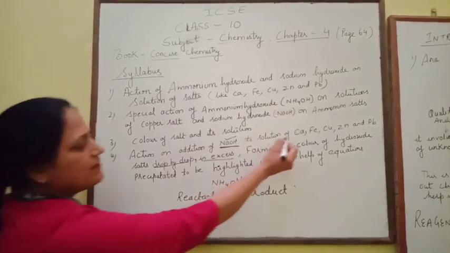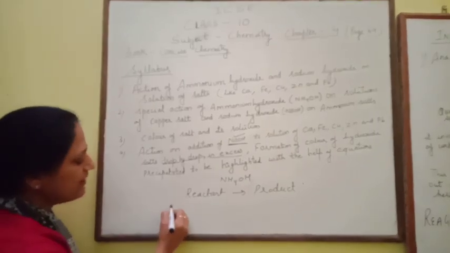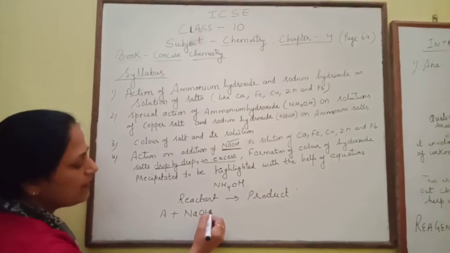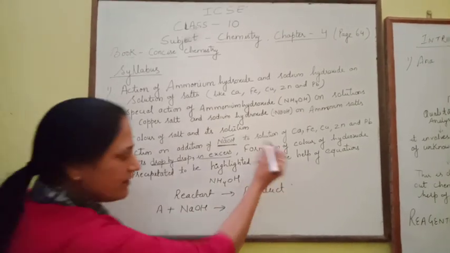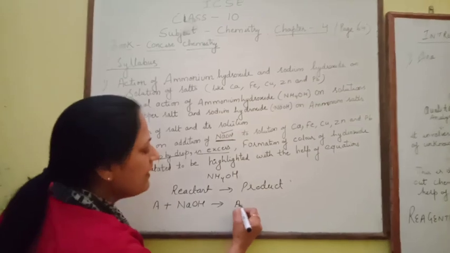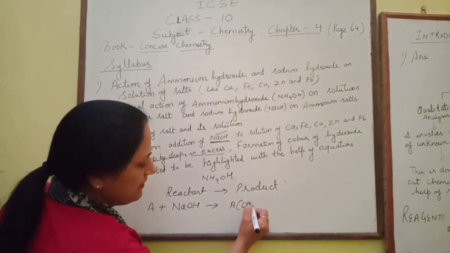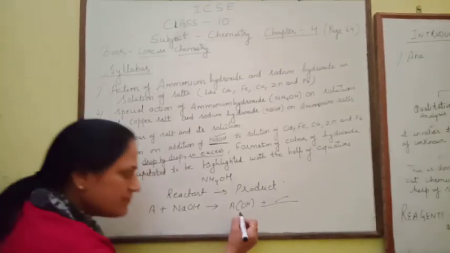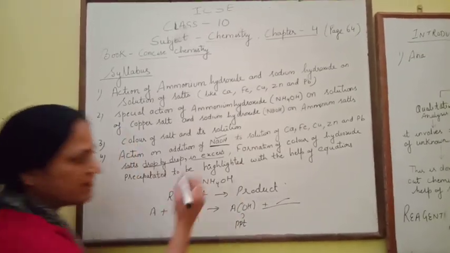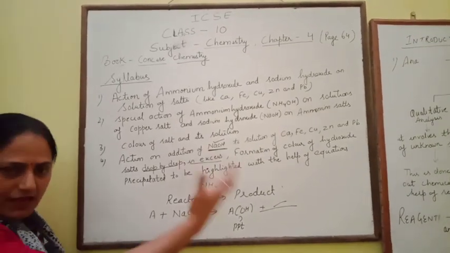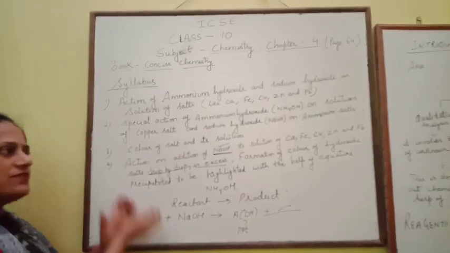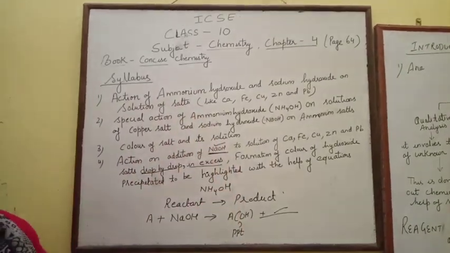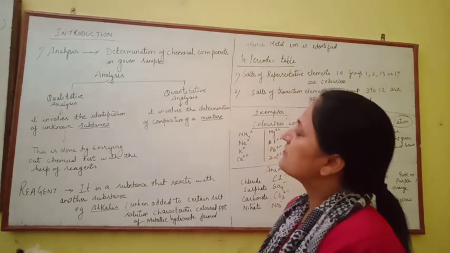So let us take any salt and add NaOH. Of course, the product formed will be a hydroxide. Some hydroxide will form and we will see the precipitates formed, highlighted with the help of the equation. One by one we will take the equations. So this is all about the syllabus we are going to study in this chapter. So let us begin the chapter.